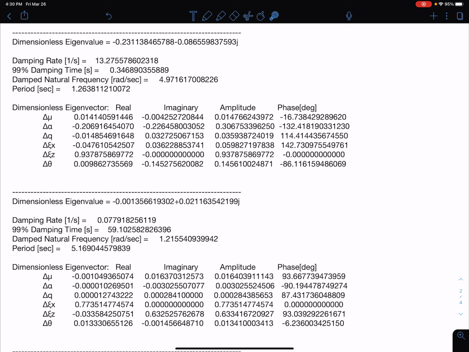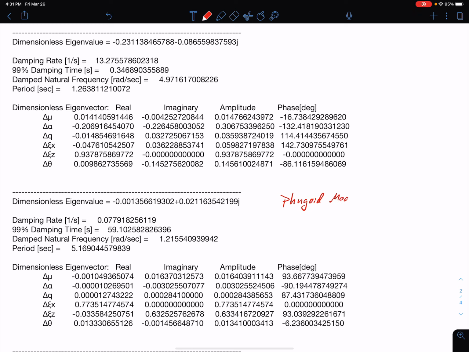So if we have a period of 5 seconds and this is going to persist for a minute or longer, we are definitely going to see and be able to experience this mode. This will be a real thing that we notice. It won't just be a quick bump that damps out quickly like the short period mode. This mode is called the phugoid.